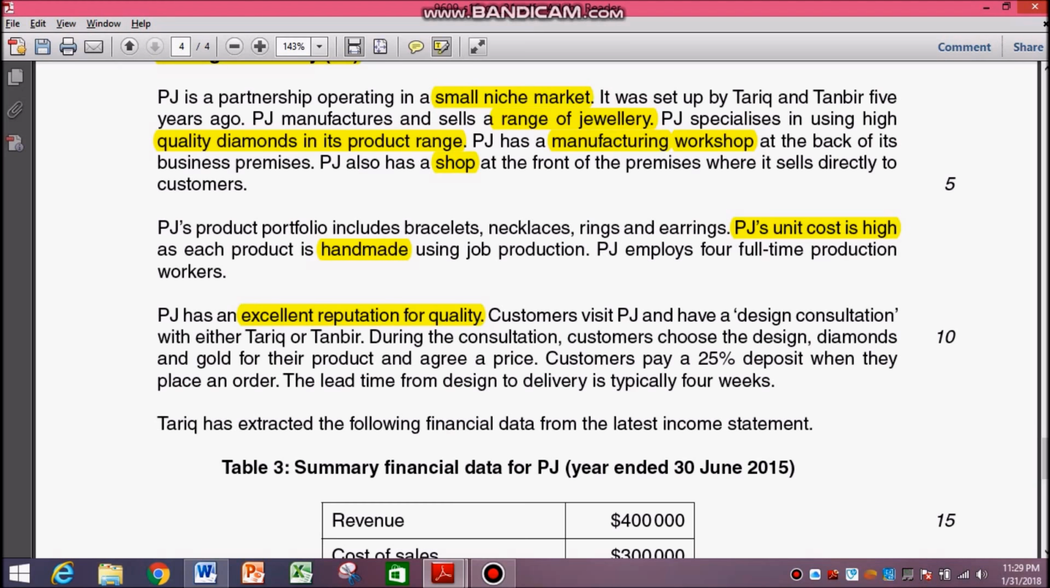Customers visit PJ and have a design consultation with either Tariq or Tanbir. During the consultation, customers choose the design, diamonds and gold for their product and agree a price. Customers pay a 25% deposit when they place an order. The lead time from design to delivery is typically 4 weeks.